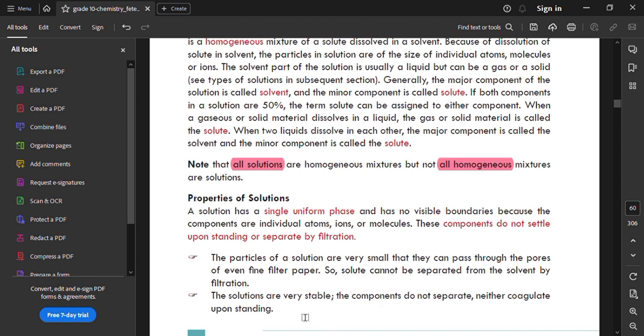The solutions are very stable. The components do not separate, neither coagulate upon standing.